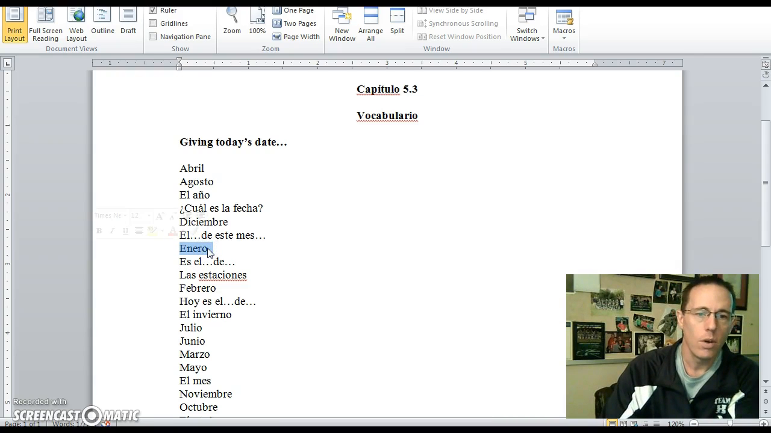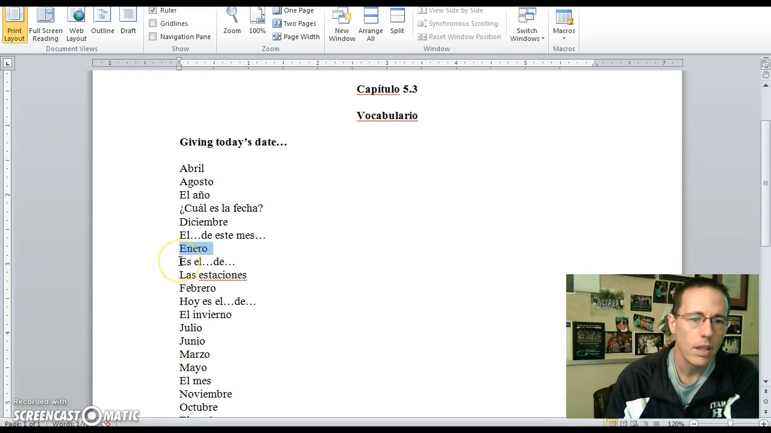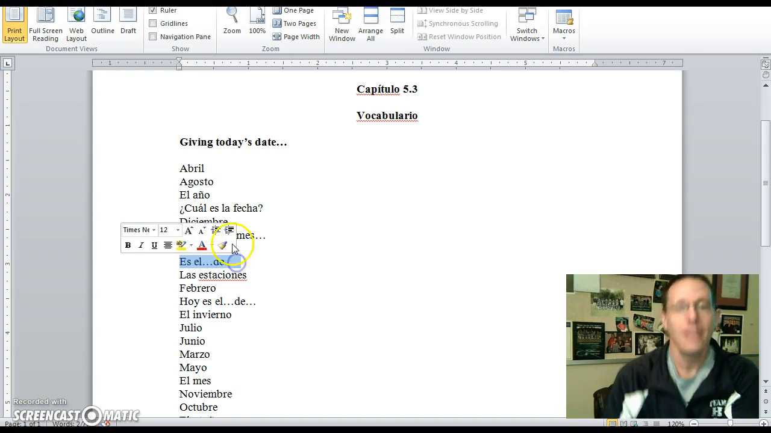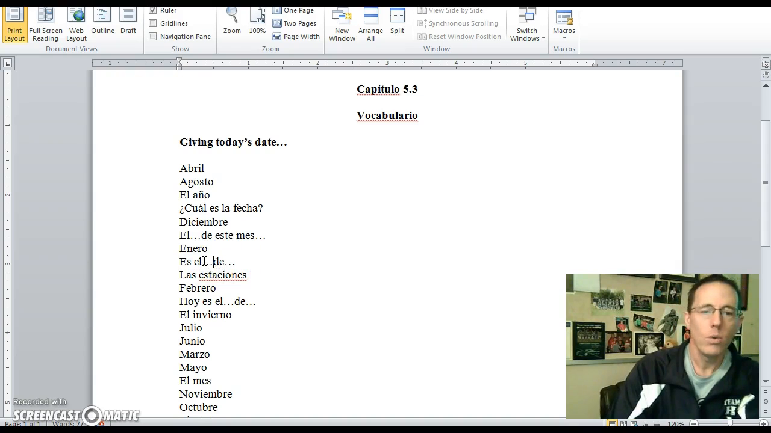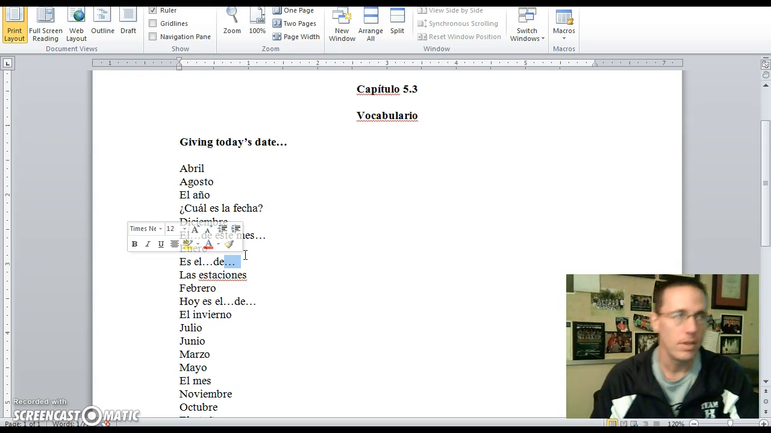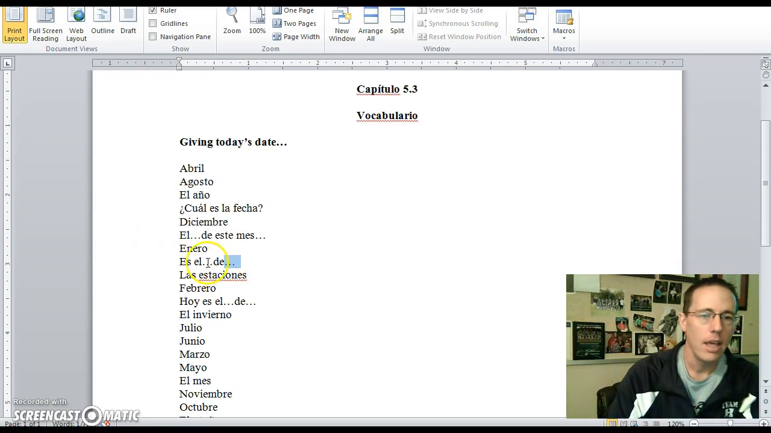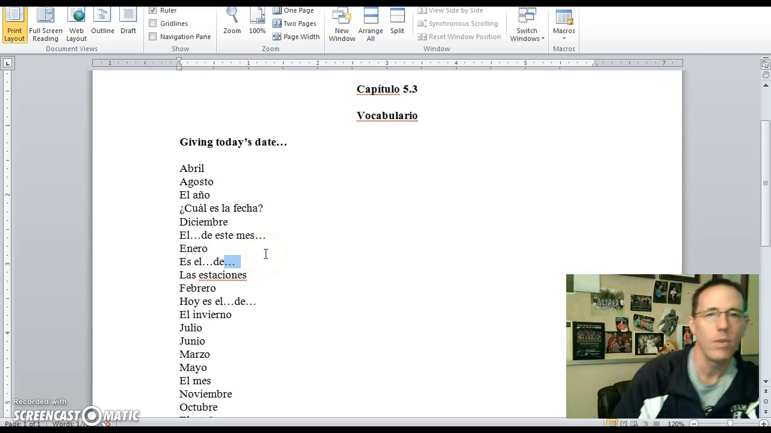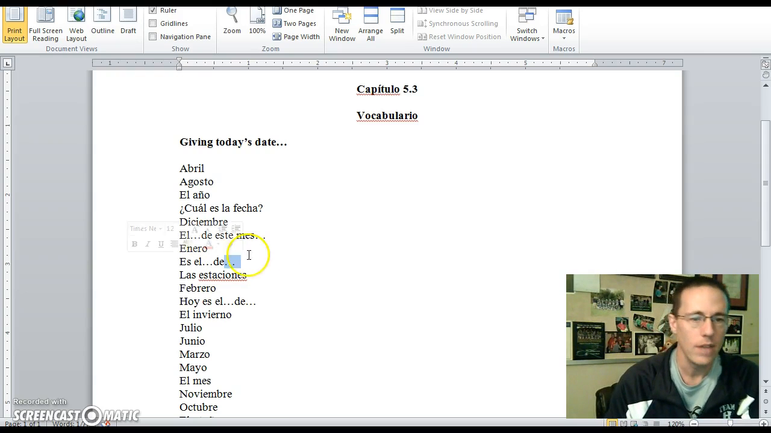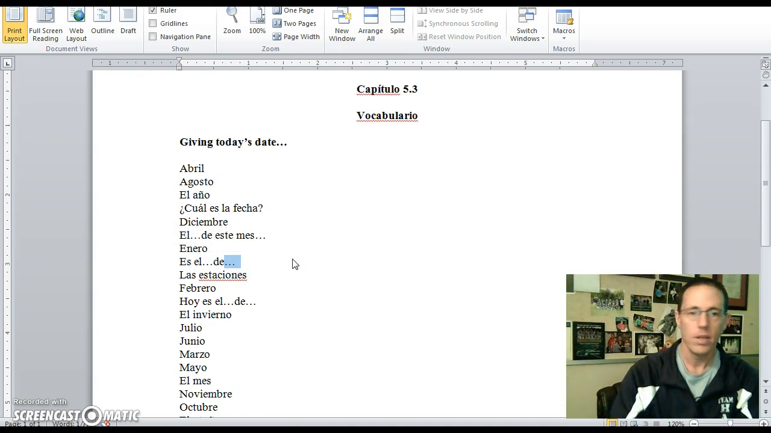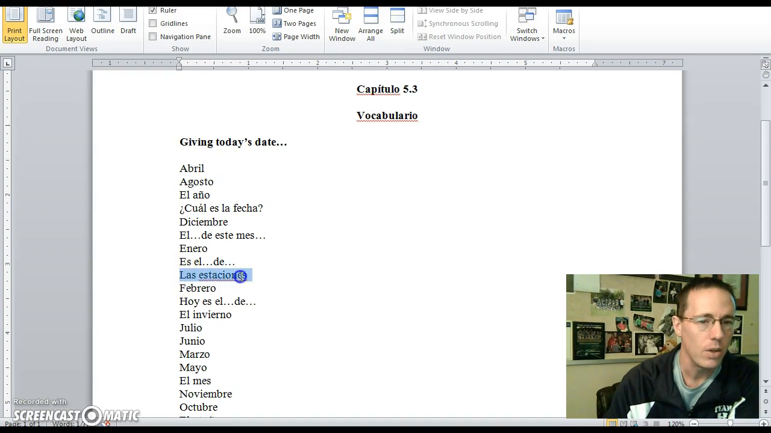Enero is the word for January. El blank de blank. This is another sentence structure where you put a numeral here and a month here. So if I wanted to say, for example, today is the 4th of January, I would say el 4 de enero, the 4th of January. If I want to say, for example, it's the 31st of October, I would say el 31 de octubre. If I wanted to say it's the 25th of December, I would say el 25 de diciembre, and so on. Las estaciones are the seasons.